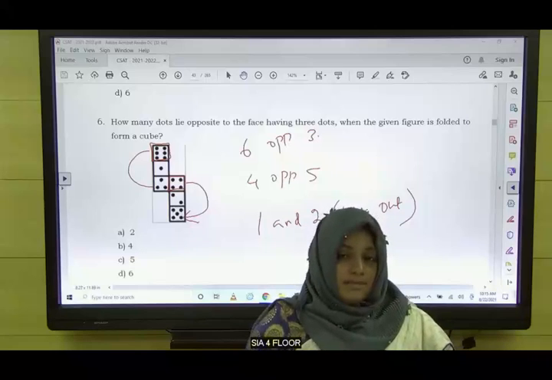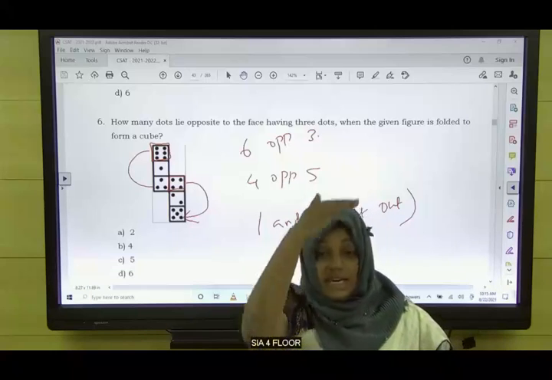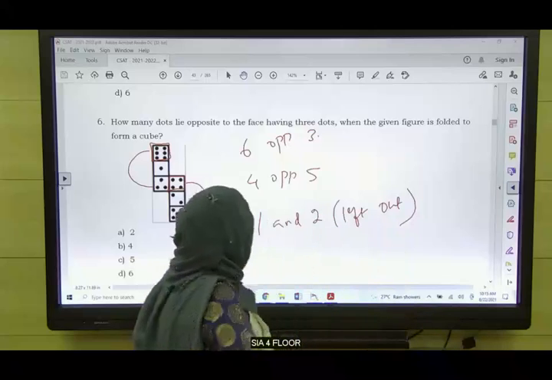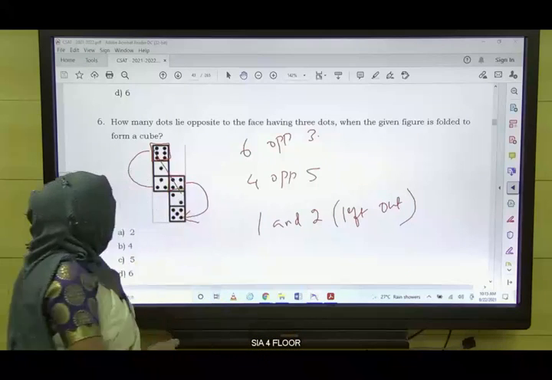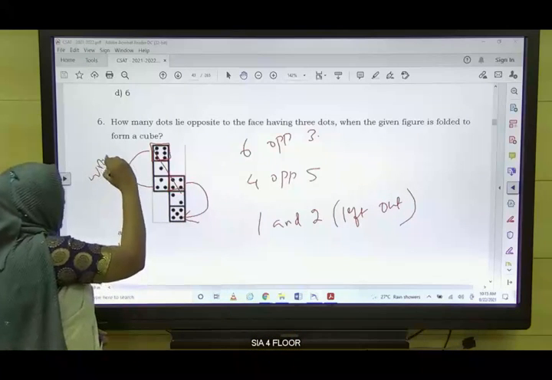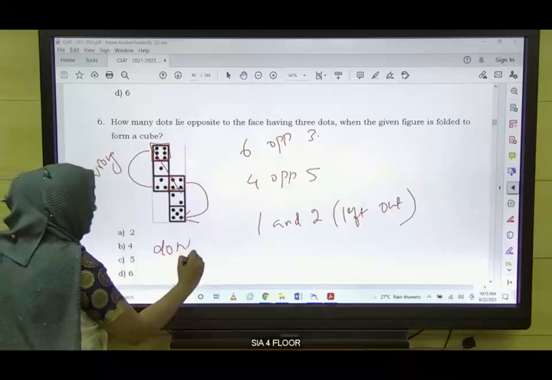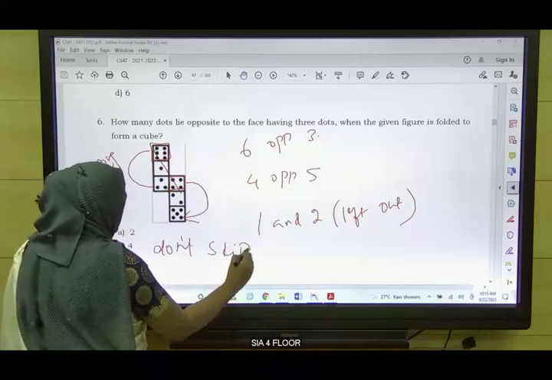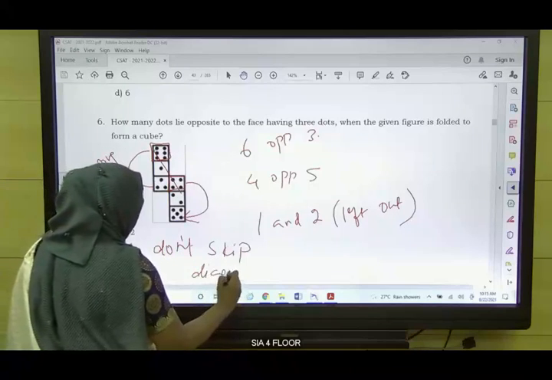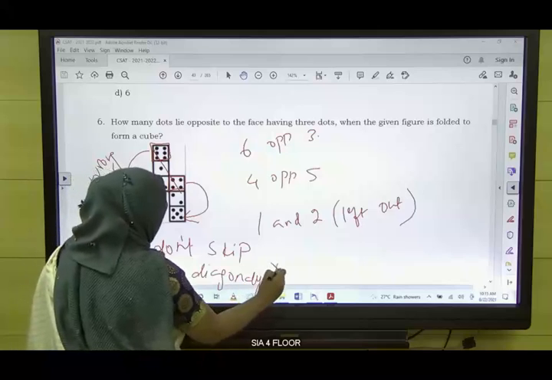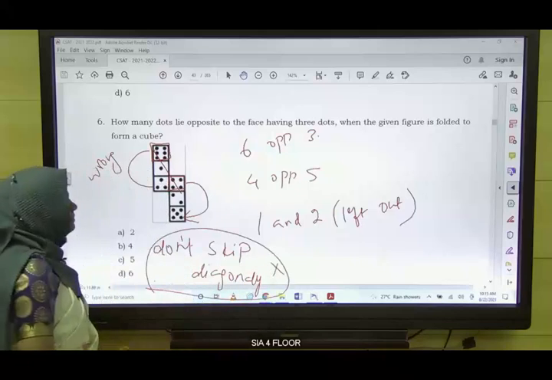But a mistake which you should not make is to look diagonally. Some people skip like this and see. This is wrong. Okay, don't do it like this. Don't skip and see diagonally. Doing this is wrong. You should not skip diagonally.